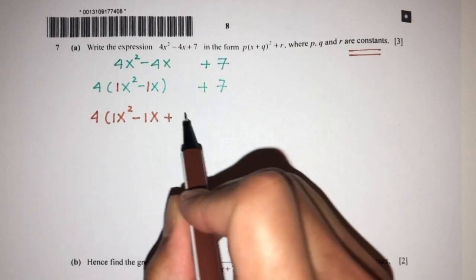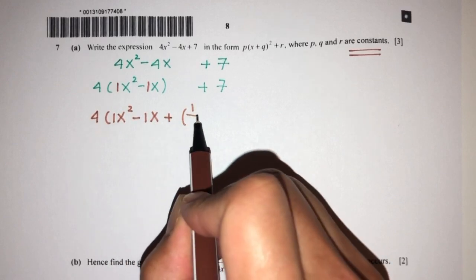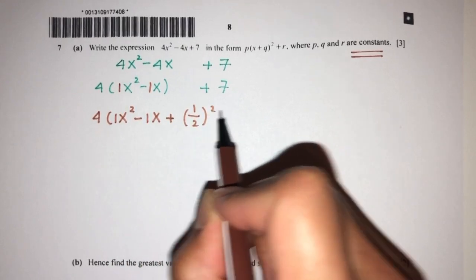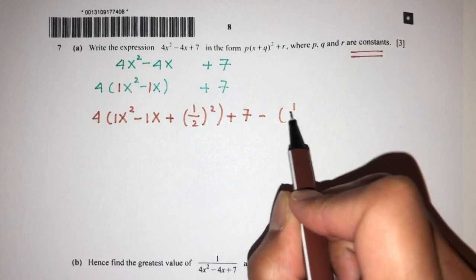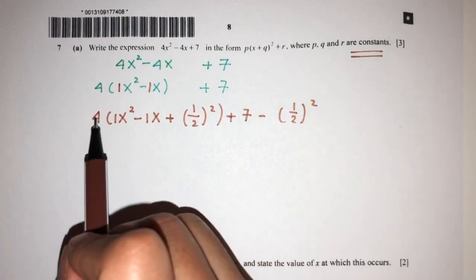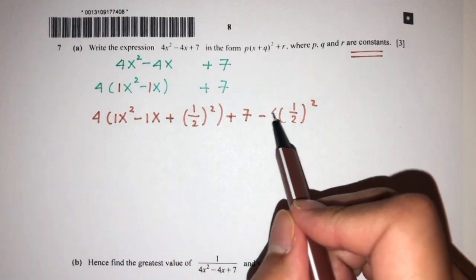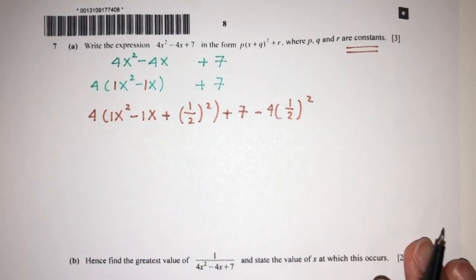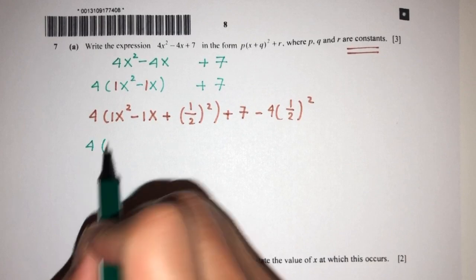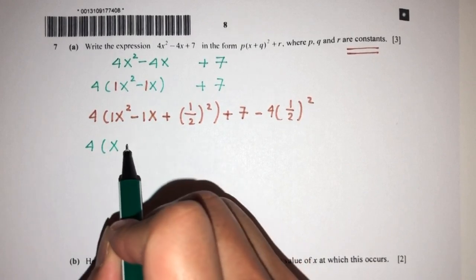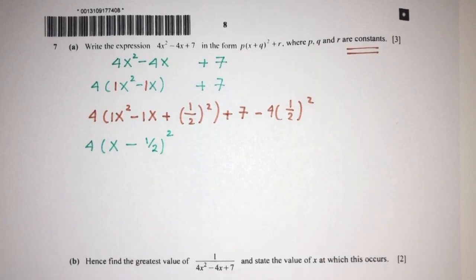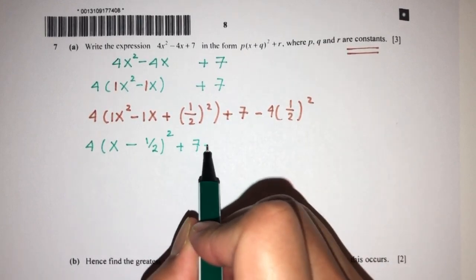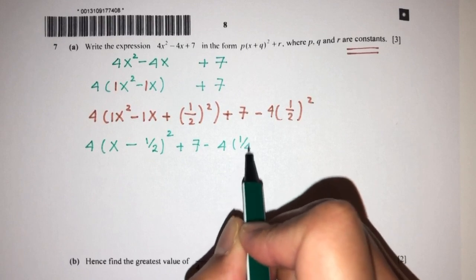Then we have to add something. Take the value of 1 over the value of 2 squared. Now when you add something, you also have to minus the same value. Now because it was inside of the bracket, we also have to give it the bracket value. Okay, now simplify, you will have 4 here. Here we have x, here we have minus, here we have half. Here we have square, that will be this. Now this will be 7 minus 4 times 1 over 4.